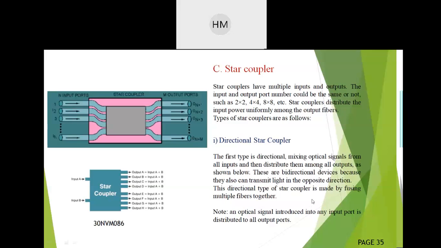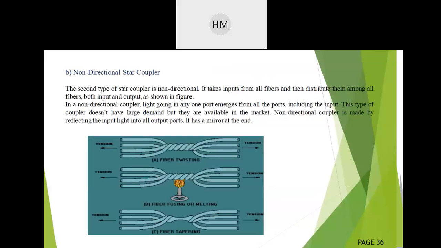So what is the main key point of a star coupler? That a signal introduced into any input port is distributed to all output ports. That is the key feature of your star coupler. This is the directional star coupler.